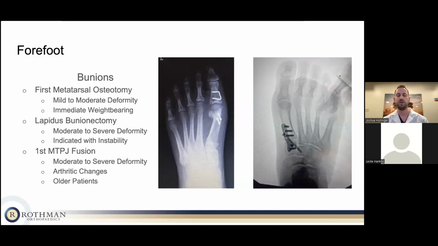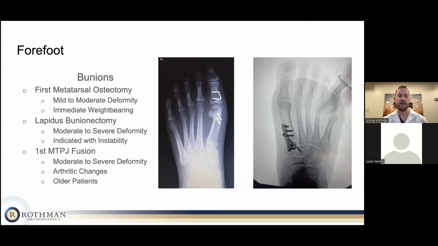It's indicated for more severe bunion deformities, but it's also indicated with instability at the midfoot. So sometimes we see that there's just significantly more motion than we would expect at that joint. And that can be an indication that even if we did a bunion procedure like you see on the left-hand side, that over time we might see recurrence of that bunion deformity. And so we certainly look to the Lapidus bunionectomy to try and prevent recurrence and to try to help, especially younger patients that may have a bunion earlier in life, prevent that from worsening over time.